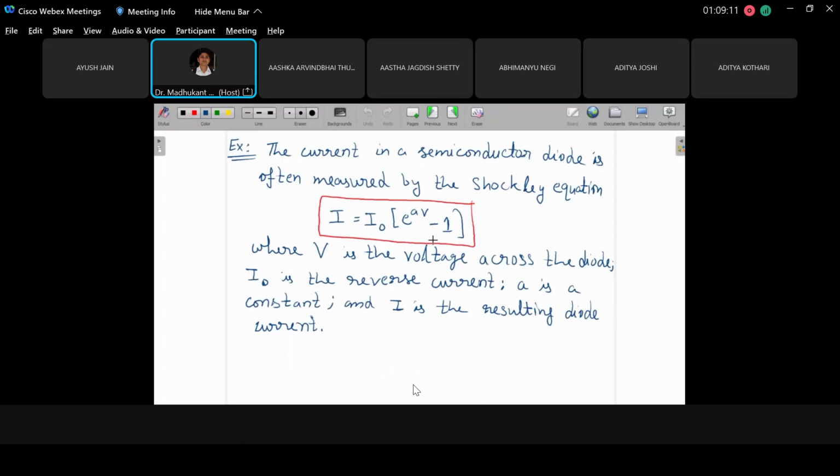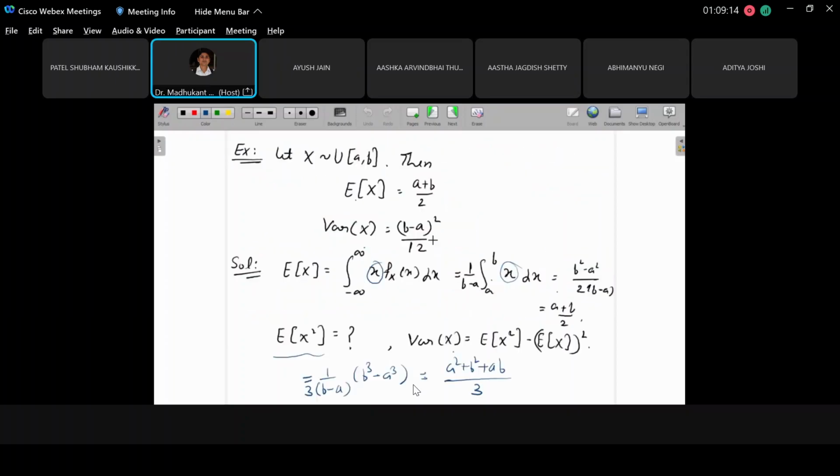Yes? Sir, I don't understand the last step you did, that b cube minus a cube upon 3 upon b minus a. No, what is the integration of x square? I don't know whether you have picked up the pen and paper or not. I have asked you to solve it, right? If you only follow here, it will be very difficult. Okay. So the integration of x square is x cube by 3, upper limit minus lower limit. It's a very simple exercise.